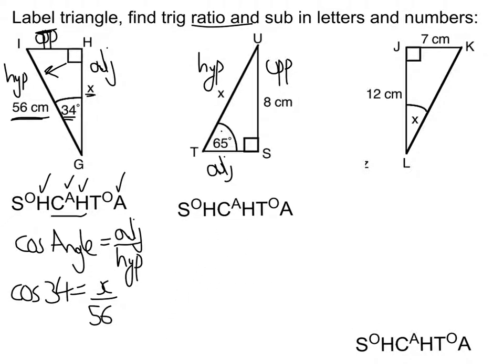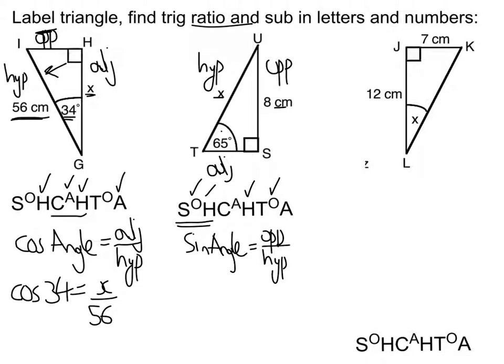Do I know anything about the O's, the opposite? Yes, I know it's 8 centimeters, so I tick the O's. Do I know anything about the H's? Yes, I do. It's called X, so I tick those two. Do I know anything about the adjacent? No, I don't. So now I've ticked them, I'm going to pick the one with the two ticks. Well, that's the first one this time. And SOH stands for sine angle is equal to op over hyp.